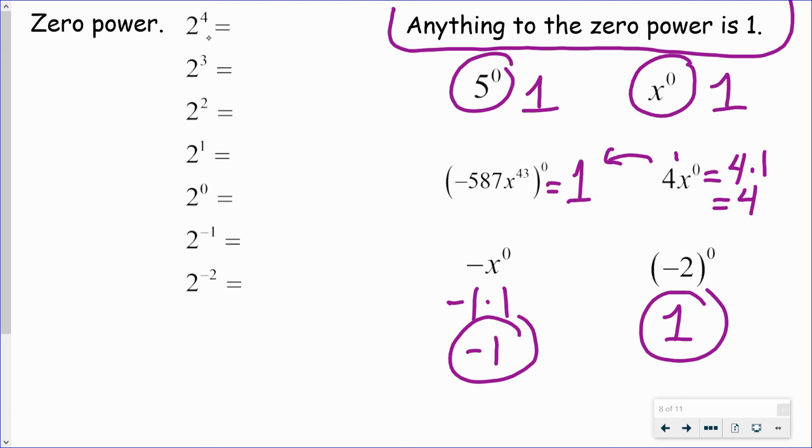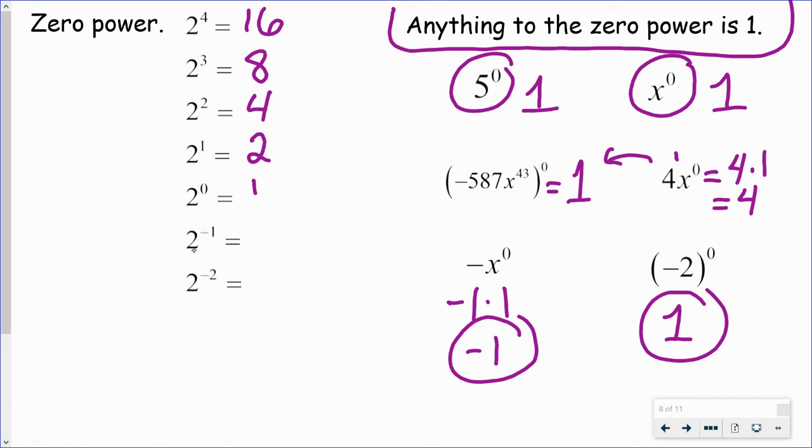Just a reminder, we did this early. This means 2 times itself 4 times. So 2 times 2 times 2 times 2. This would be 16. Anything to the power of 0 is 1.